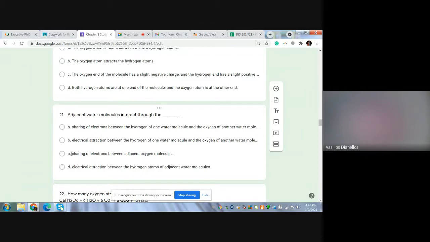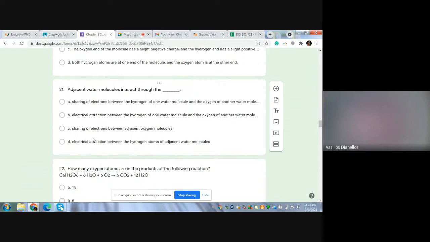Again, it's not C because you're not sharing electrons, because that would be a covalent bond. And hydrogen's not going to be attracted to another hydrogen because they're both positive and those will repel each other. So the answer to number 21 is B, the electrical attraction between the hydrogen of one water molecule and the oxygen of another. Any questions about that?